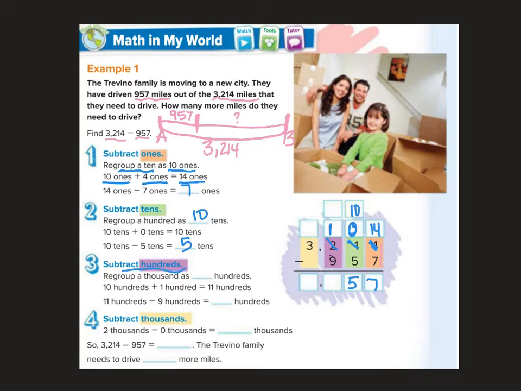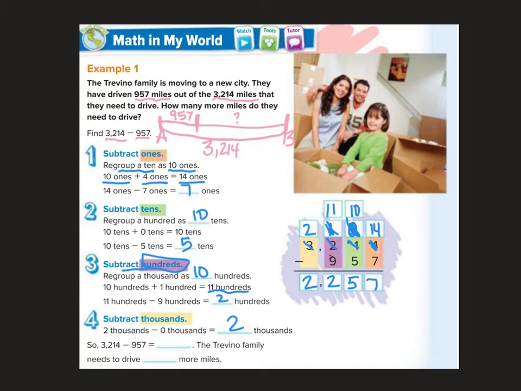So now I'm going to subtract my hundreds. Notice I can't do 1 minus 9. I need to regroup. 1,000 as 10 hundreds. 10 hundreds plus 100 is 11 hundreds, right? So I'm regrouping. Now I have 2 thousands and I have 11 hundreds. So this crosses off too. That crosses off too. So now I'm doing 11 minus 9. And 11 hundreds minus 9 hundreds is 2 hundreds. And 2 thousands minus 0 thousands is 2 thousands.